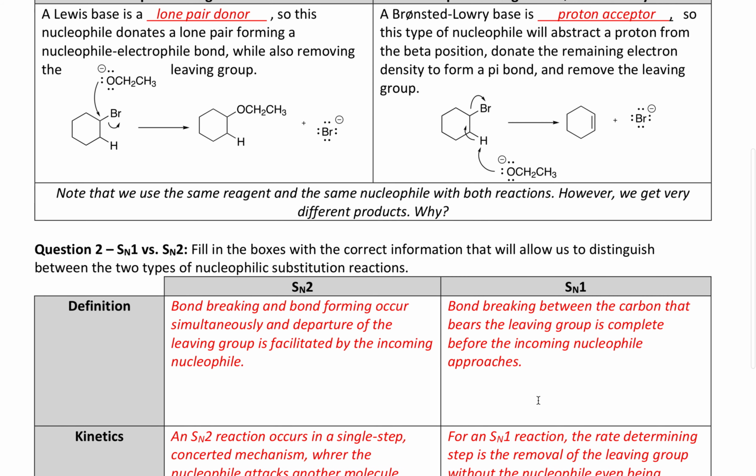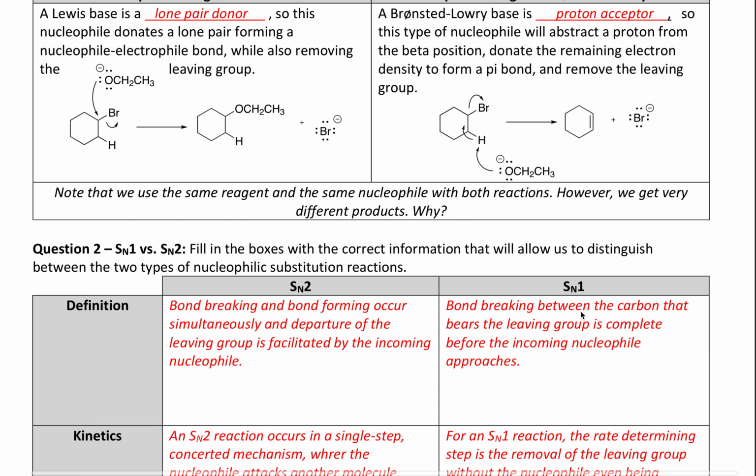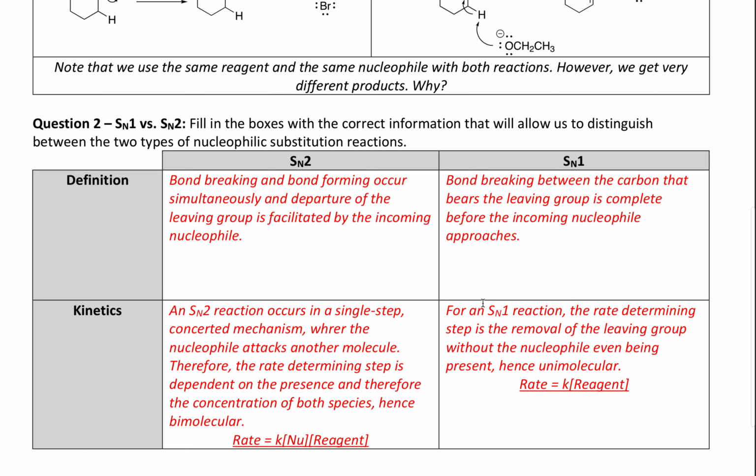An SN1 reaction is basically when a bond breaks between the carbon before the nucleophile even approaches. So if we look at this diagram, I didn't show an SN1 reaction, but this bromine would be kicked off by itself, okay? And you would form a carbocation. And there would not be any nucleophile present. It just kind of happens on its own. The bromine is capable of just leaving on its own, forming a carbocation without the nucleophile present. Okay, that's an SN1. So those are the two differences. In SN2, the nucleophile is required to kick off the bromine, whereas in SN1, the nucleophile is not required to kick off the bromine.